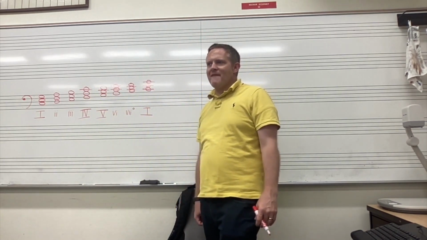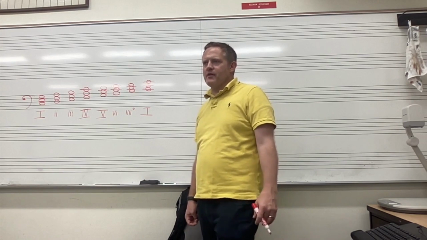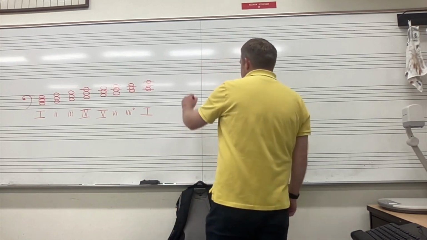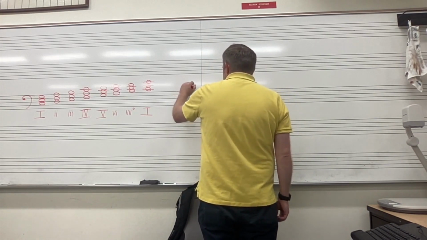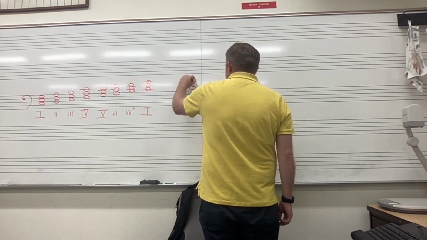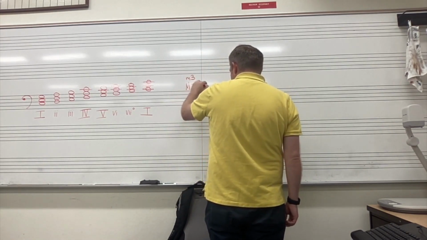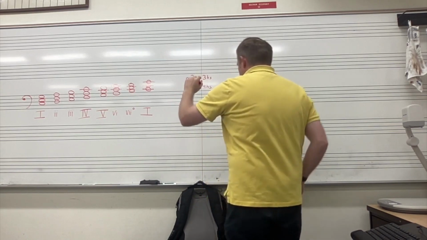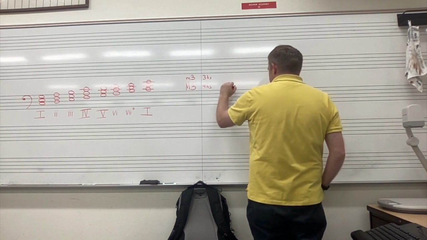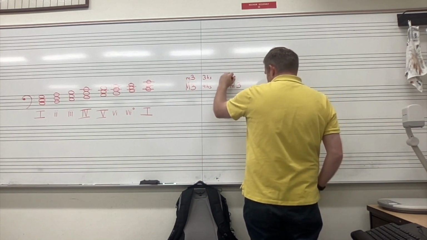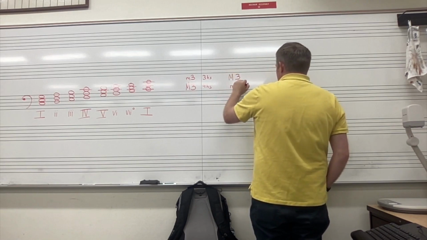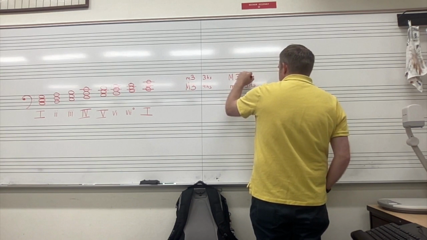Do y'all remember my formula for major, minor, augmented, and diminished? Quick review. Major is major third on bottom, minor third on top, or 4 half steps on bottom, 3 half steps on top. Minor is the reverse of that: minor third on bottom, major third on top, or 3 half steps, 4 half steps.